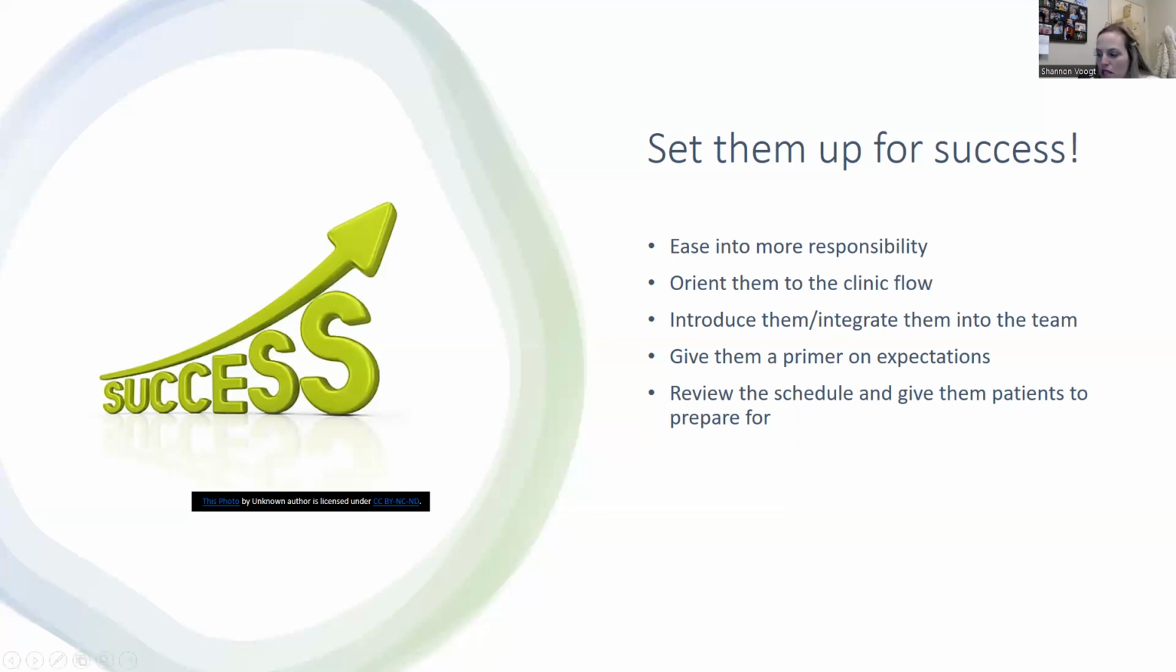So sometimes that means seeing fewer patients and learning more. So I like to review my schedule and say, I'm going to plan on having you see these three or four patients. You look through their chart and prepare so that they can learn more about that patient and be more of an expert.